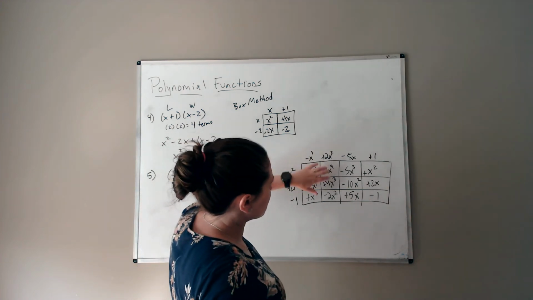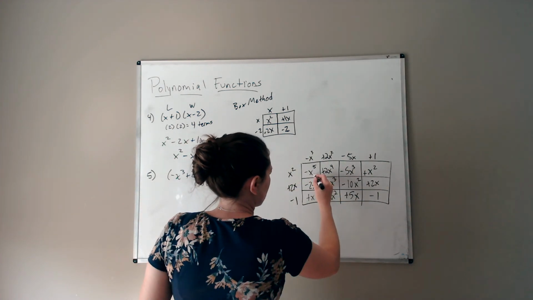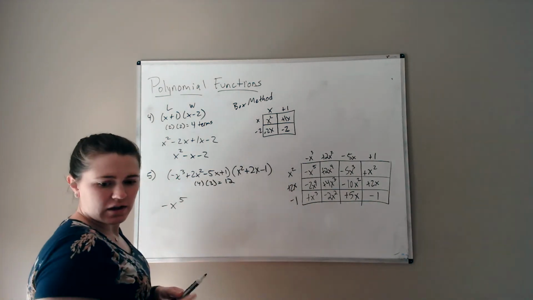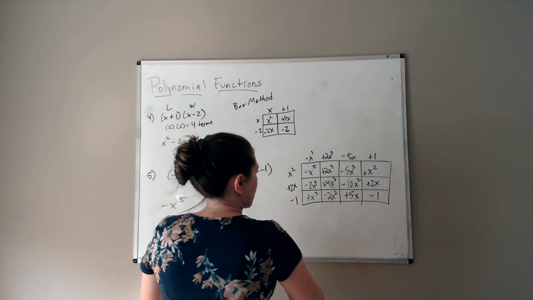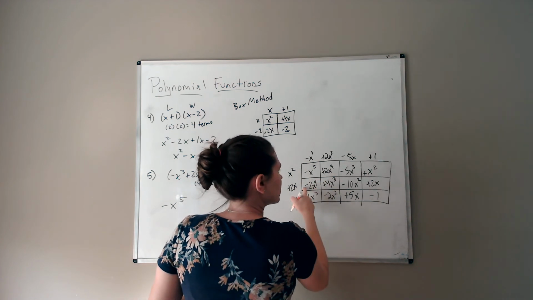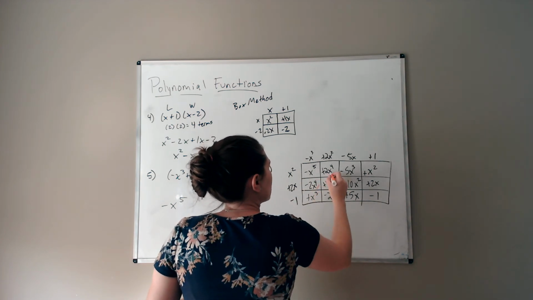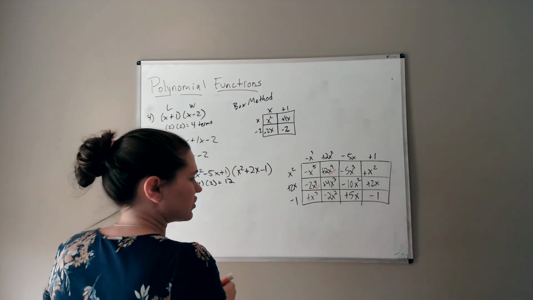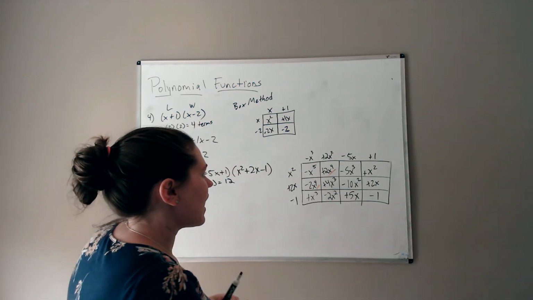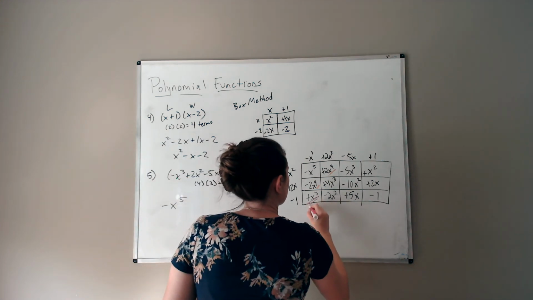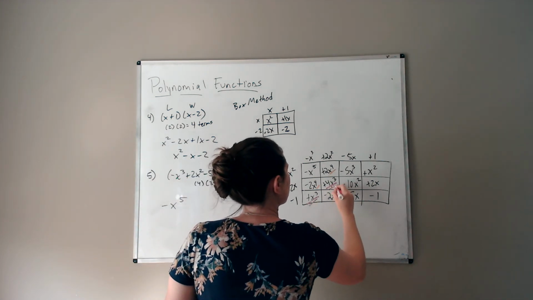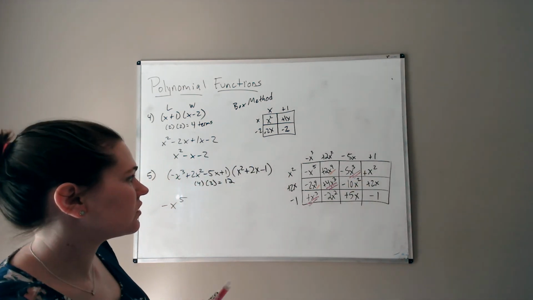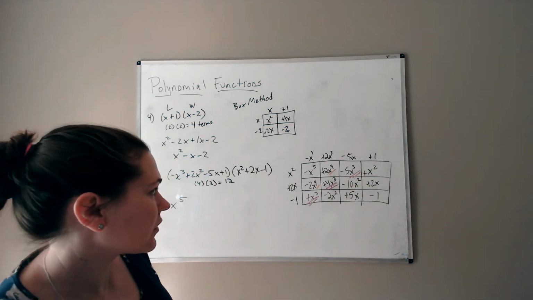So I see x to the fifth as my largest one right here. And I don't have any other x to the fifth, so it's going to be negative x to the fifth. And then I've got a negative 2x to the fourth and a 2x to the fourth, and I don't have any other x to the fourth, so they would cancel each other out. I then have my x to the thirds. I have a positive x to the third, a positive 4x to the third, and a minus 5x to the third. Those cancel each other out.